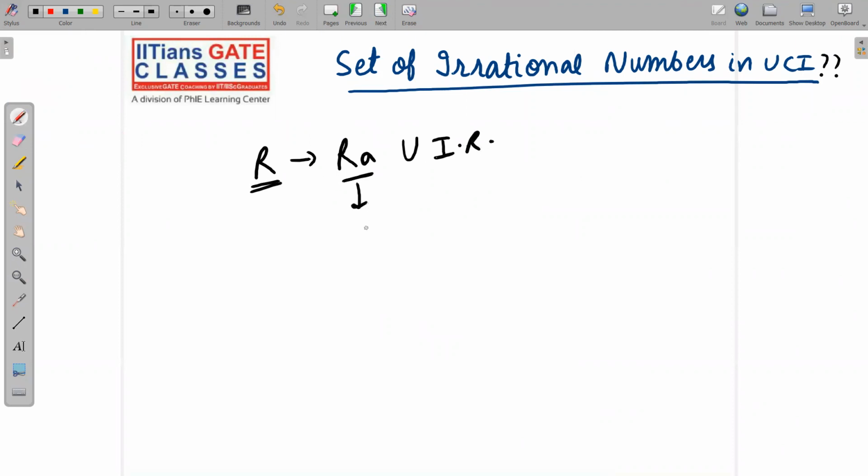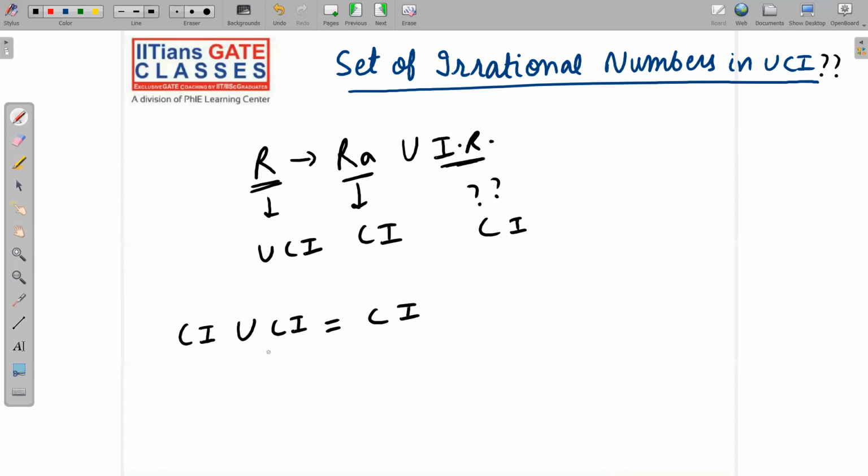Now the rational number set is countably infinite, and the real number set, you know, is uncountably infinite. I have already proven this. So what should irrational be? Obviously, see, this is a theorem and I am not going into the proof of it: countably infinite union countably infinite will obviously be countably infinite, because you are doing a union of two countably infinite sets. Countably infinite means there should be a one-to-one correspondence between the natural number set and this set.